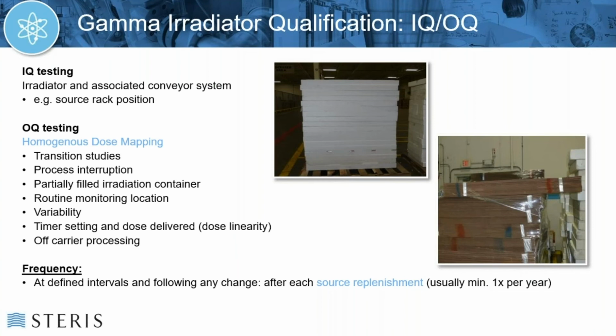We do several studies for OQ testing. There are transition studies, process interrupt, partially filled irradiation containers. We look for the routine monitoring locations, variability, timer setting and dose delivered, the dose linearity of our irradiator, and if there is off-carrier processing, we would also qualify that. We do this at defined intervals and following any change to the irradiator, like for example, a source replenishment, which usually happens once per year.